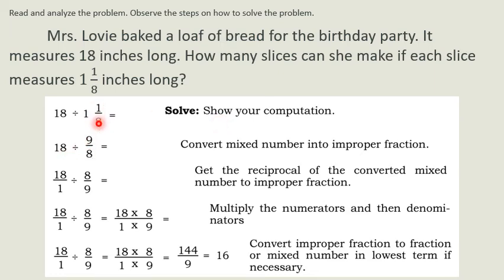So, yung 1 and 1/8, ito po ay gagawing improper, so magiging 9/8. Then, yung 18, since siya ay whole number, gagawin natin fraction, magiging 18/1. Then, yung 9/8, gagawin naman natin yung reciprocal niya, so magiging 8/9. Then, ipag-multiply na natin. 18/1 times 8/9. Ang magiging answer po dito is 144/9, or kapag nilowest term natin yan, magiging 16. Ibig sabihin, may 16 slices po ang makukuha natin dyan.